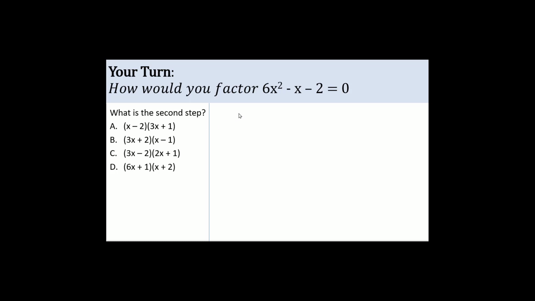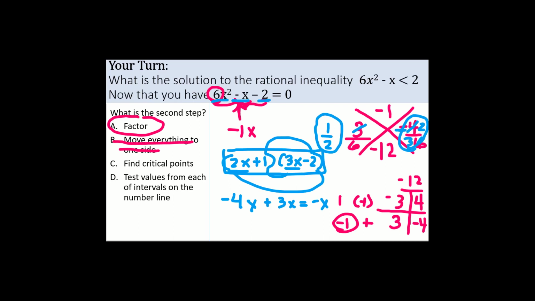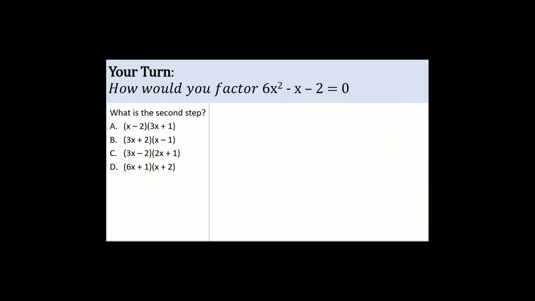All right, now that we have it factored, let's go back and look. I already forgot what I wrote. 2x plus 1, 3x minus 2. Now, depending on when we did our factoring, we can change the order of these. So look carefully for that answer.